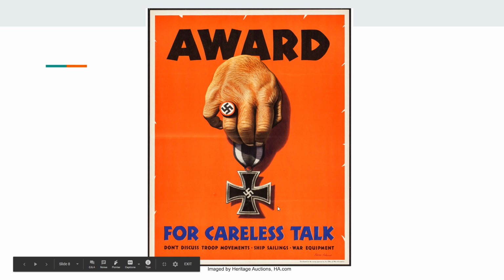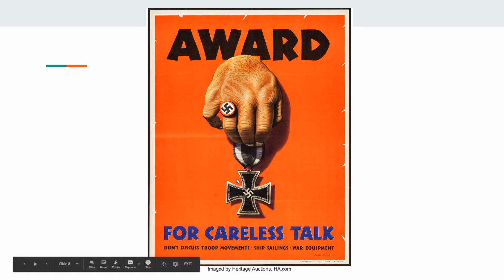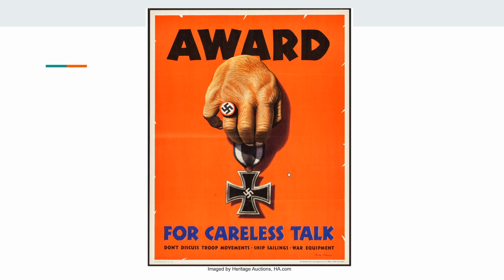And the idea is that if you talk about secret things like army movements, ship logs, equipment, like the last poster, no matter who you tell, somebody will find out. It will leak towards someone who is spying on America or spying on Britain. So if you talk about these things, you are a hero to the other side. Alright, so that's the focus.